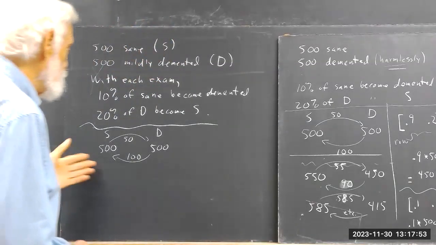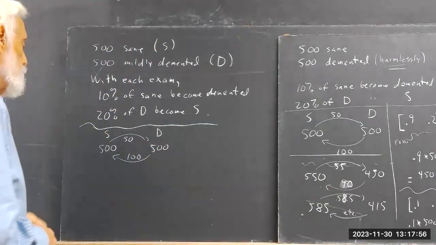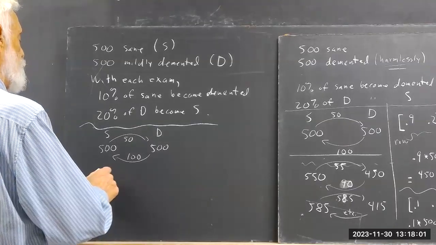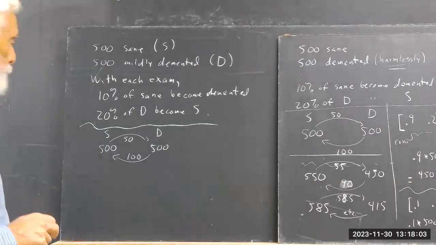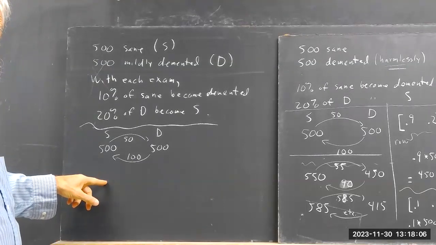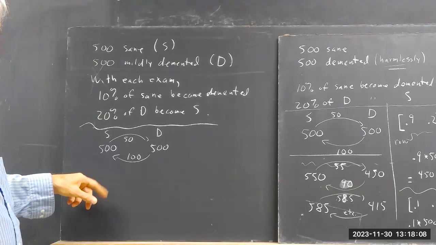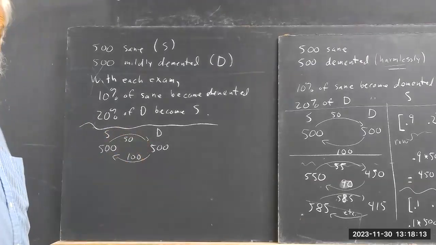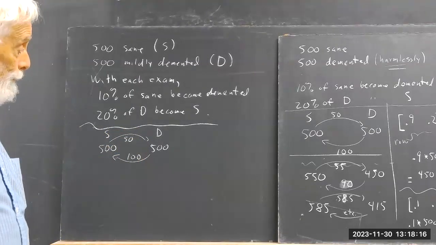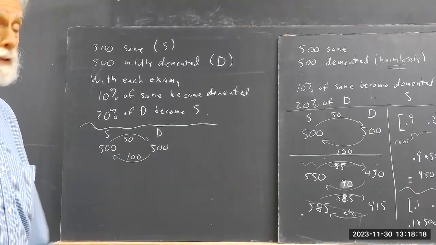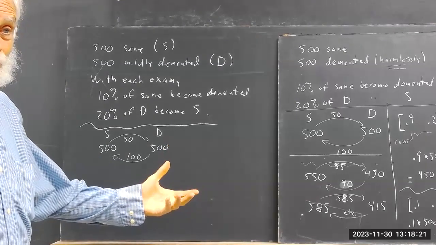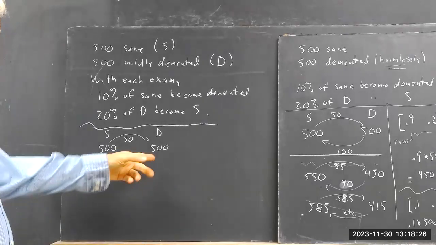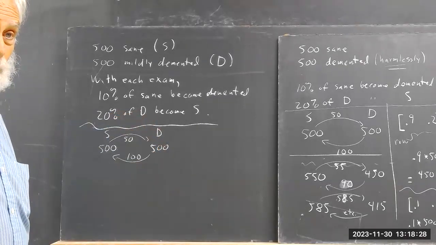Okay, so here we have. How many sane are we going to end up with after the exam? Give you a hint. 50 of them are going to become demented, but 100 of the demented are going to become sane. So what's that going to do? Yeah, it's going to increase the number of sane, because you got more demented becoming sane than sane becoming demented.